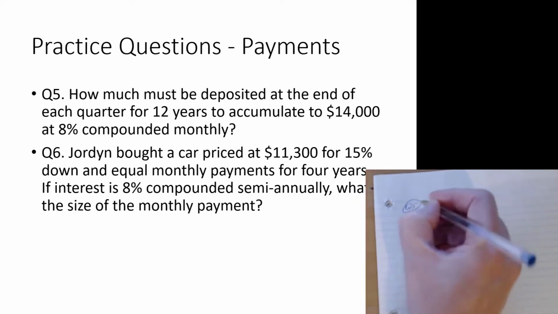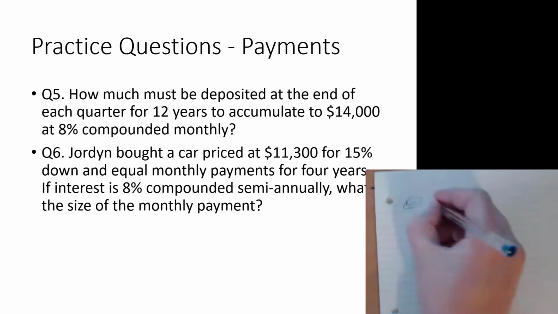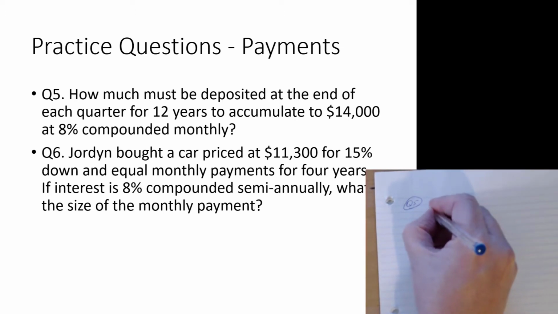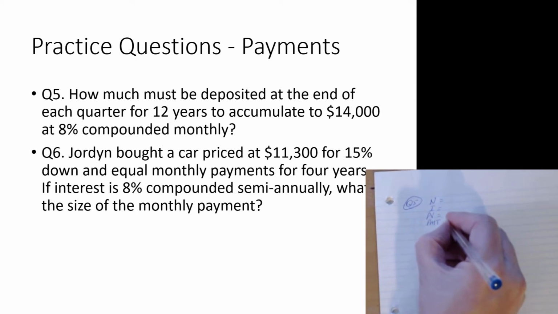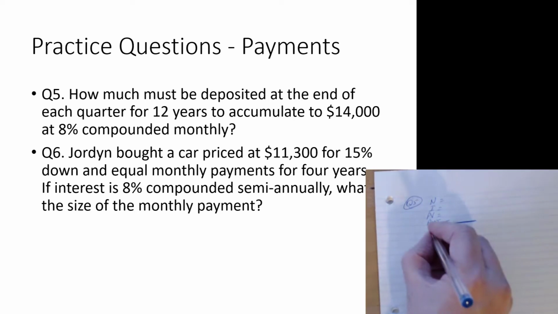Question number 5. How much must be deposited at the end of each quarter, so talking about a payment amount at a regular interval, for 12 years to accumulate to $14,000? So that's future tense, we're accumulating, so future value, at 8% compounded monthly. Okay, so we have ourselves an annuity. We have our N, our I, our present value, our payment. Now we're saying how much must be deposited at the end of each quarter, so that's telling us the payment is what we want to find.